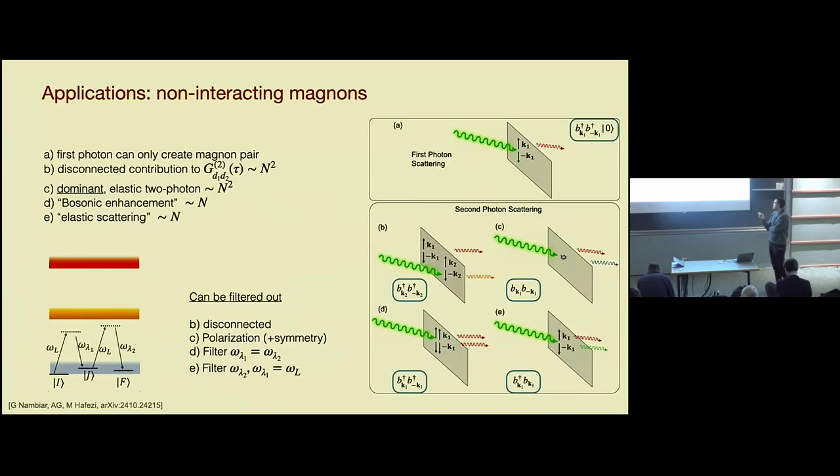And finally, we have two more contributions which are subdominant in the number of lattice sites, where we either scatter without changing the magnon number, or where we create exactly the same magnon number as the first photon created. The important feature is that all of this is linear magnons, so no interactions between them. I will not go into technical details, but by choosing filters and polarizations, we can actually filter all of these components that I'm showing you. So there is a way to basically eliminate the non-interacting magnon bath from the G2 correlation function.